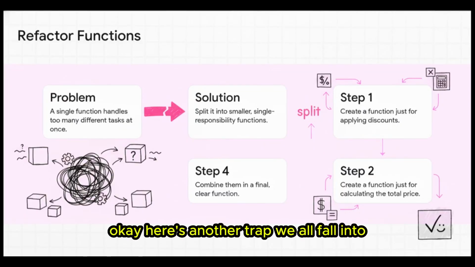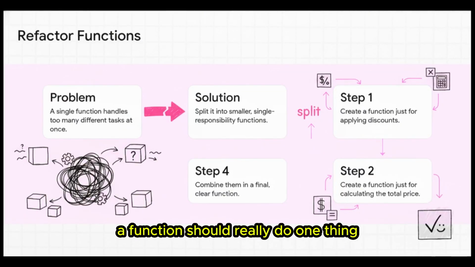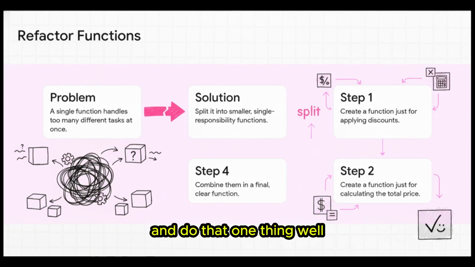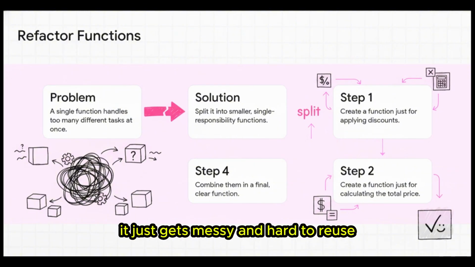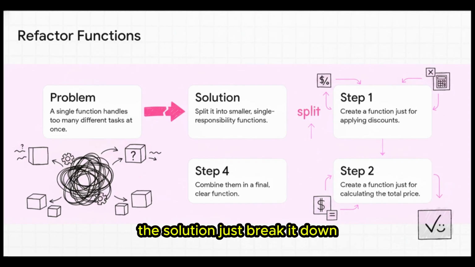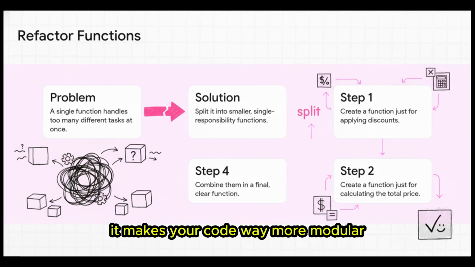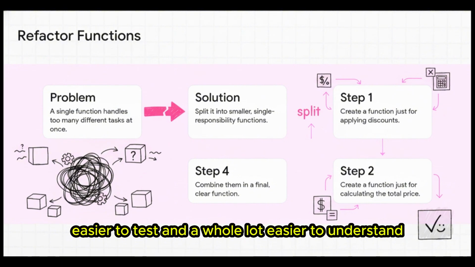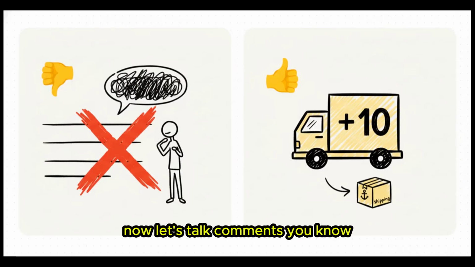Okay, here's another trap we all fall into: letting our functions do way too much. A function should really do one thing, and do that one thing well. So if you've got a single function that's trying to handle discounts and calculate the final price, it just gets messy and hard to reuse. The solution? Just break it down. Create smaller, focused functions. It makes your code way more modular, easier to test, and a whole lot easier to understand.